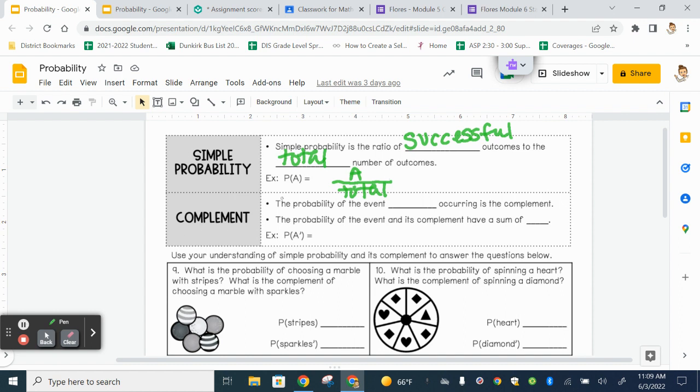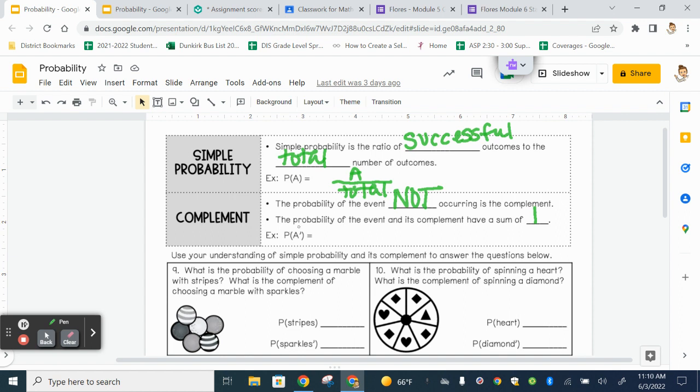Complement, the probability of an event not occurring, so write not in nice big letters, is the complement. So it's kind of the opposite of it occurring. If something can occur, the opposite is it not occurring. The probability of an event and its complement have a sum of 1. So if something is like a coin flip, 1 out of 2 chance it's going to be heads, and 1 out of 2 chance it's going to be tails. So 2 out of 2, which gets you 1, is the complement and the simple probability together.